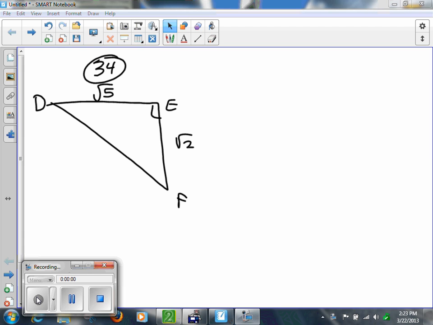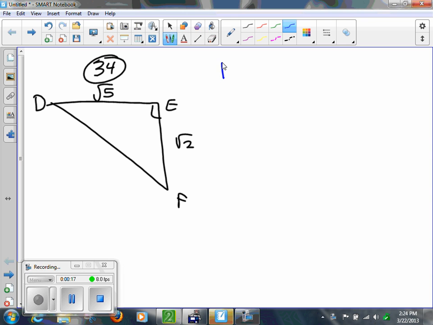Right, so number 34 from the homework from last night. I've got a right triangle, two sides are given. How can I find the third side, folks? Pythagorean theorem. Okay. The side that's missing is the hypotenuse, and I'm just going to call it x.